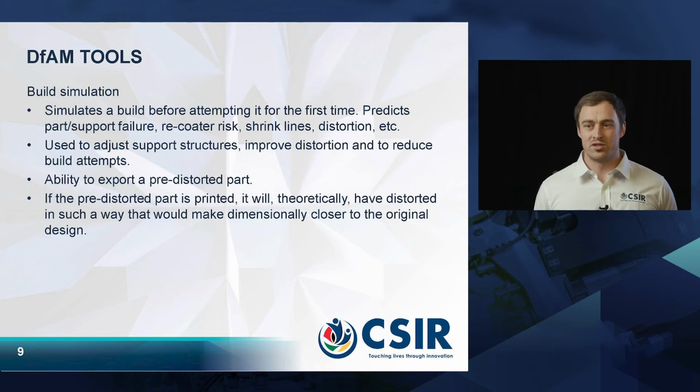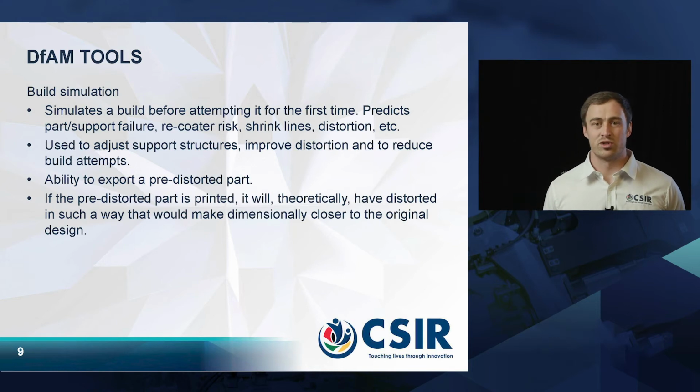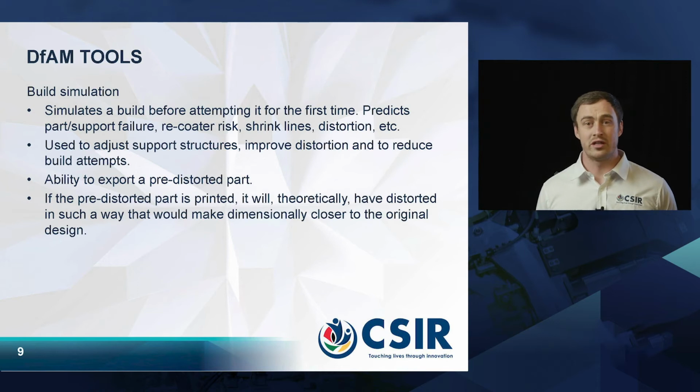The next tool is build simulation. This is used to simulate a build before attempting it for the first time. It predicts part or support failure, recoater risks, shrink lines, distortion, and so on. It can be used to adjust the support structure design, improve distortion, and reduce the number of build attempts. One also has the ability to export a pre-distorted part. If a pre-distorted part is printed, it will theoretically distort in such a way that would make it dimensionally closer to the original design.